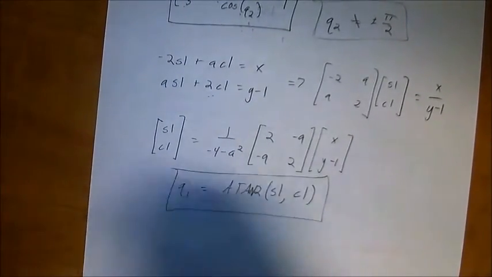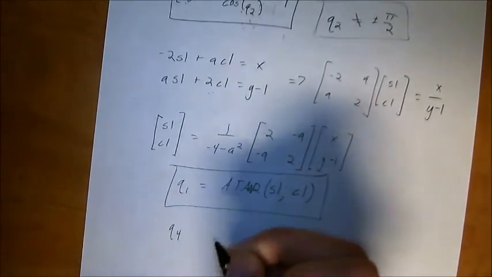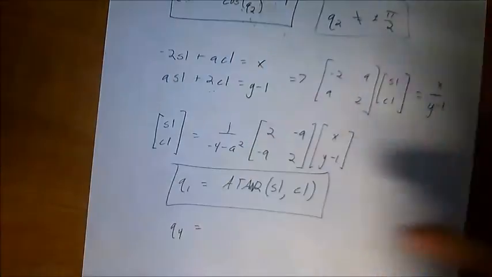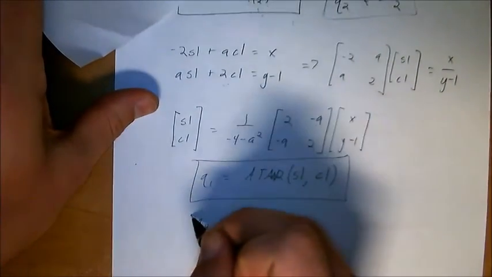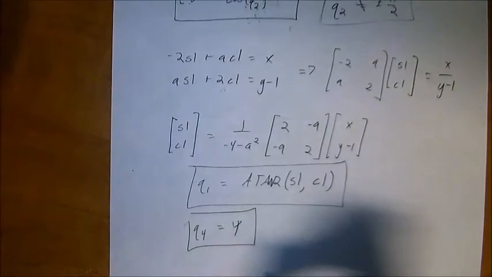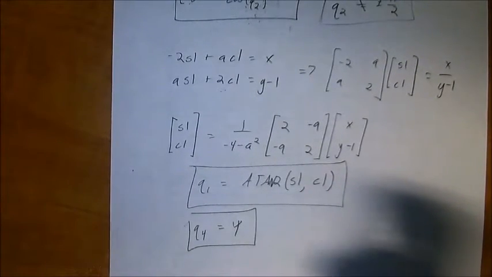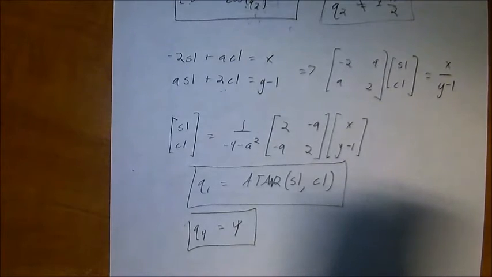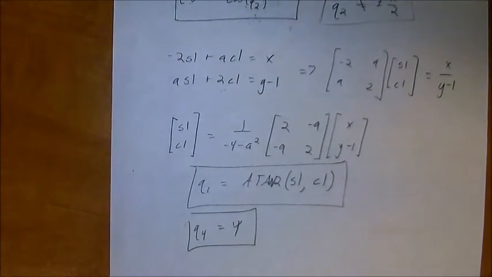Alrighty. So then, in order to define q4 is another easy one, because looking at the forward kinematic matrix, oh look at that. q4 is just equal to psi. So q4 is equal to psi, like that. And then I did q1, q2, q3, and that's it. So yep, that's the entire problem.